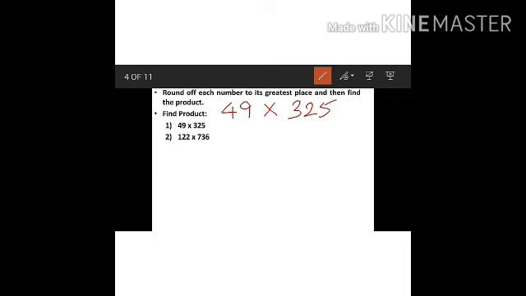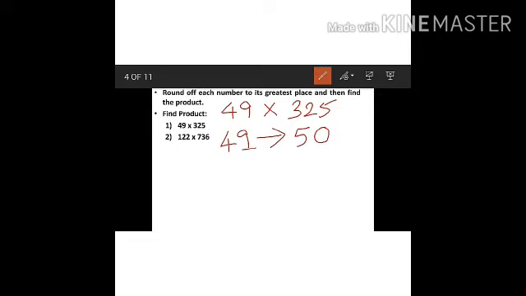So, what we have to do is check the number of digits in each of the numbers. So, what about 49? How many digits are there? There are 2 digits. And what about the greatest place? It is that of the tens. So, we have to round off 49 to the nearest tens. When we check the digit at ones place, we know that here it is 9. So what we'll do? We'll add 1 to the digit at tens place, and it will become 5, and put 0 in ones place. So when we are rounding off 49 to the nearest 10, we get it as 50.